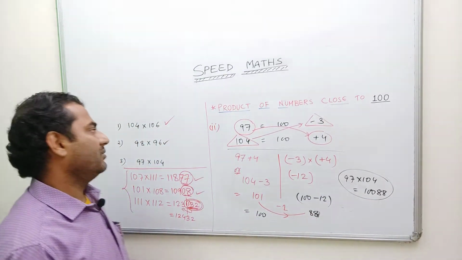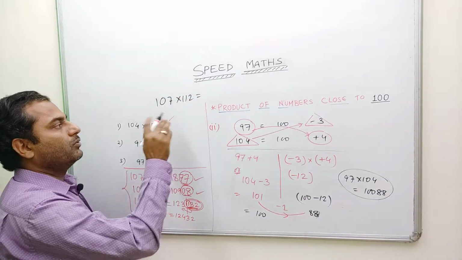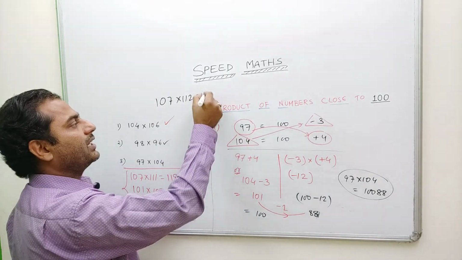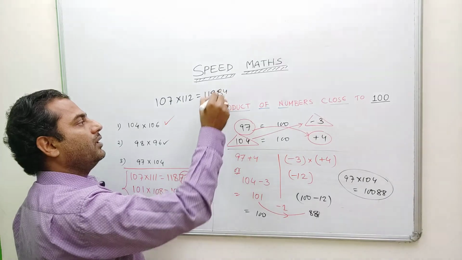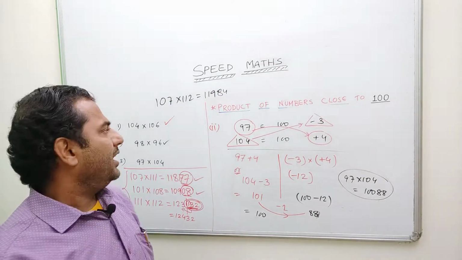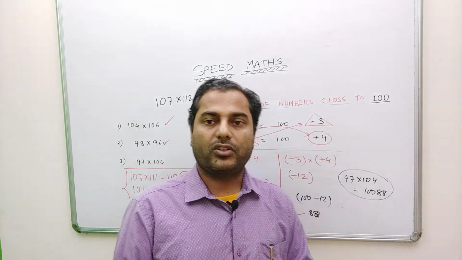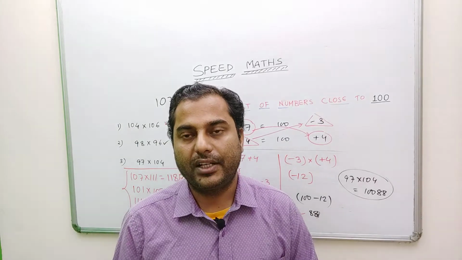Now you can practice similar questions if you want, like 107 into 112, both numbers. So 107 and 112. 12 plus 7, 19, so 119 on the left hand side, and 12 into 7, 84, so that will be 84 on the right hand side. And similarly, you can take any two numbers which are close to 100, find the product of these numbers, and you will see your speed will improve dramatically.